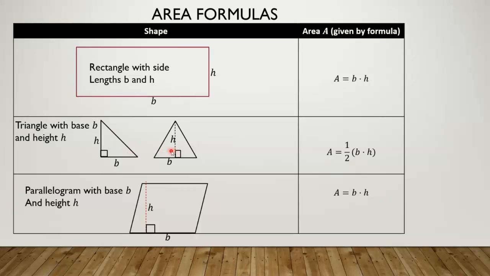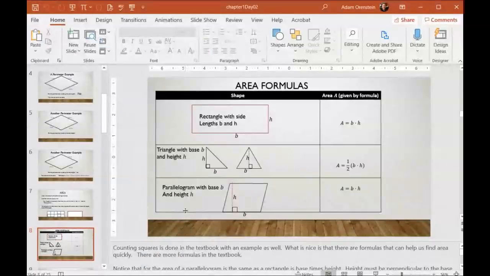In this triangle, same idea. This dashed line is the height, because it forms a 90-degree angle with the base. It's perpendicular to it. Whereas this side is not the height, and neither is this side. In the parallelogram, that's also what I'm trying to show you with the dashed line here.